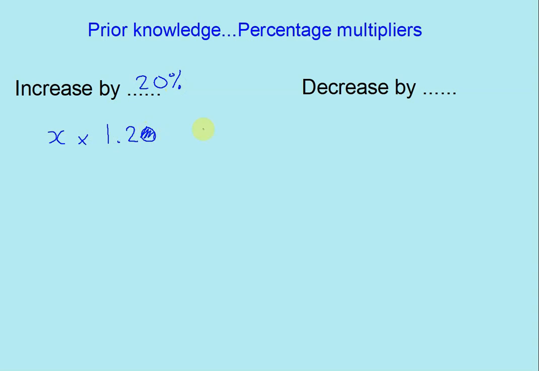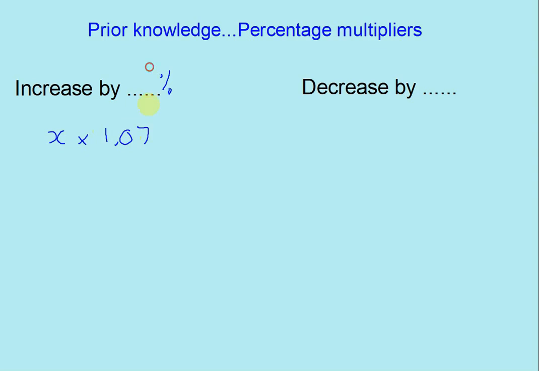The reason why: if we add on 20%, well, we're starting off with 100%, plus 20%, we've got 120%. Percent means over 100, and 120 divided by 100 is 1.2. It's as simple as that. If I changed it to, say, increase by 7%, it's not 1.7 because that'd be 70%, it's 1.07. And remember, 107% divided by 100 is 1.07.